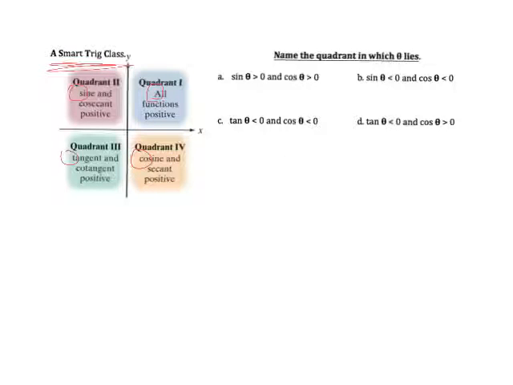So when we're looking at this, letter A is just simply saying where's this angle? If we drew this angle, where is it going to be? We need to have our sine greater than 0, which means it has to be positive, and we need to have our cosine greater than 0, which means that has to be positive. And the only place that both sine and cosine are positive is in quadrant 1. So you're just literally naming a quadrant.